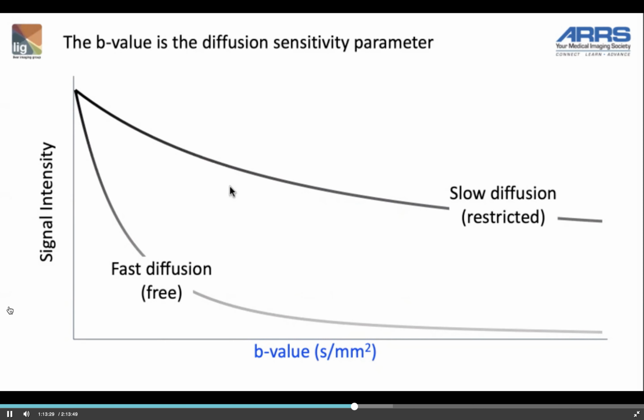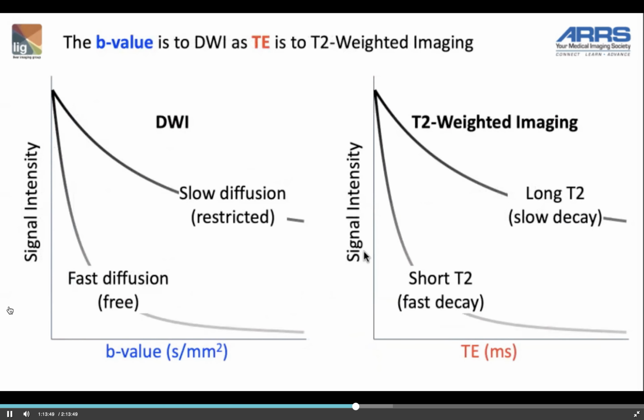Notice that restricted tissues lose signal more slowly than tissues with free diffusion. But notice again that everything loses signal. Even tissues with restricted protons lose signal. They just lose signal less rapidly. So if you are more familiar with T2 weighting, you might then benefit from this analogy. The B value is to DWI as the TE is to T2 weighted imaging.